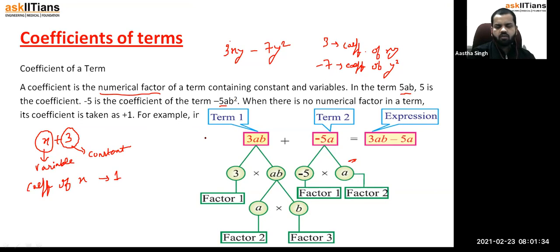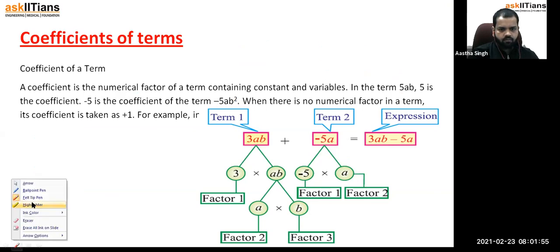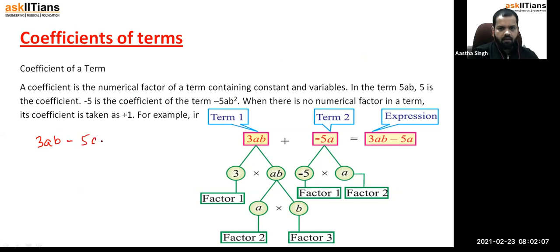Suppose an expression is given: 3ab minus 5a. First we'll tell how many terms there are. Two terms are there: term 1 and term 2.